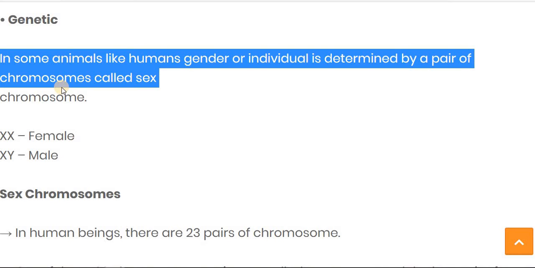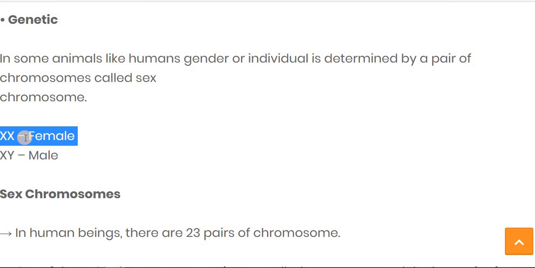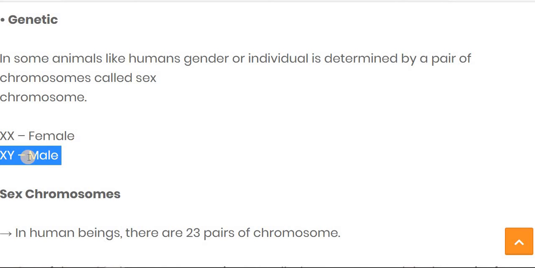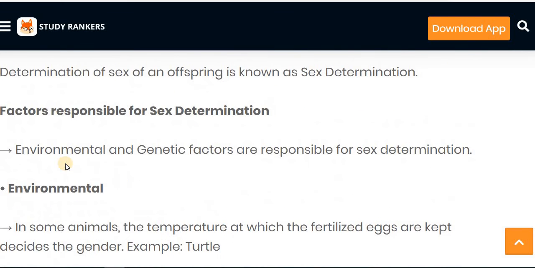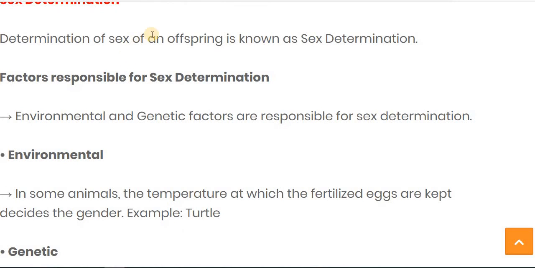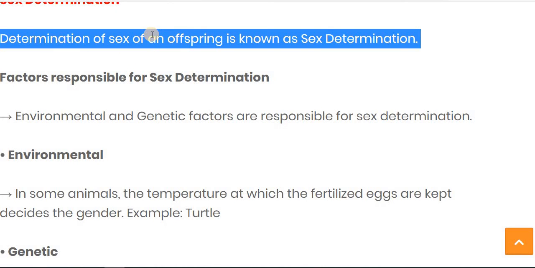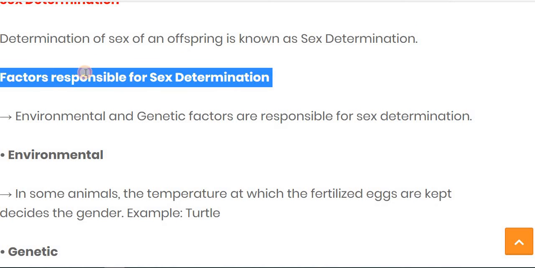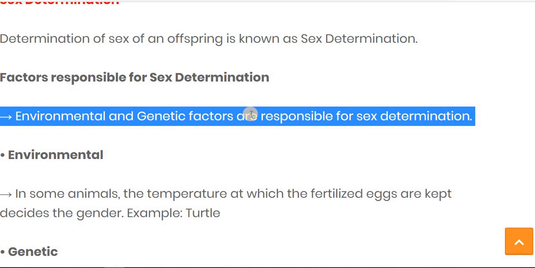So here you can see that in some animals like humans, the gender of an individual is determined by a pair of chromosomes called the sex chromosomes. Here you can see the XX chromosome is responsible for the female, whereas the XY chromosome is responsible for the male. Let's revise one more time. The determination of sex of an offspring is known as sex determination, and the environmental and genetic factors are responsible for sex determination.